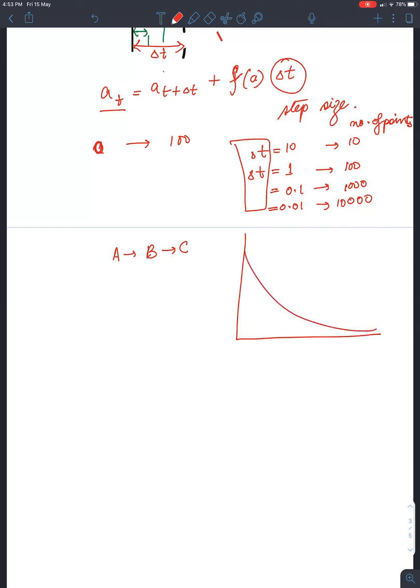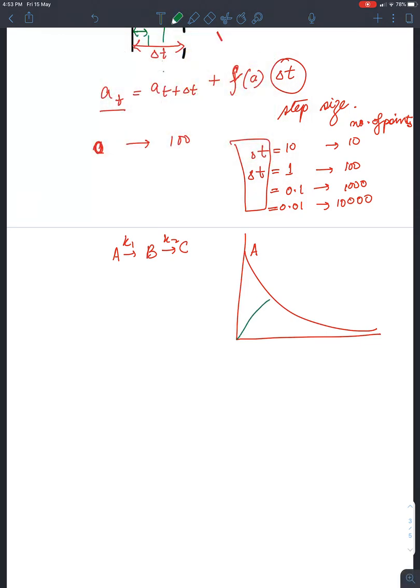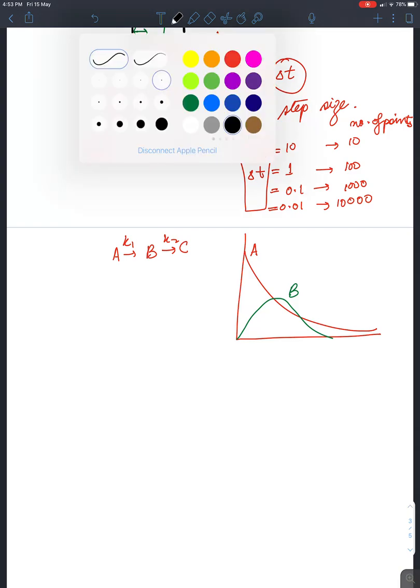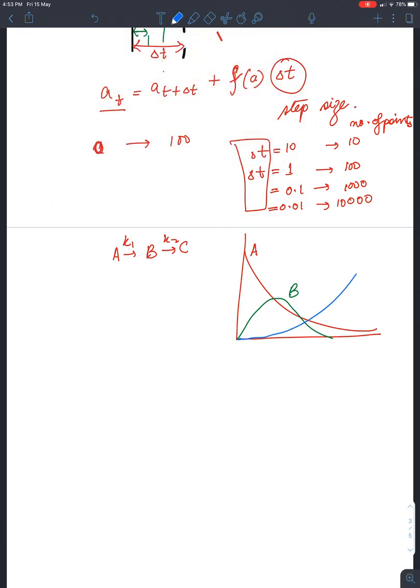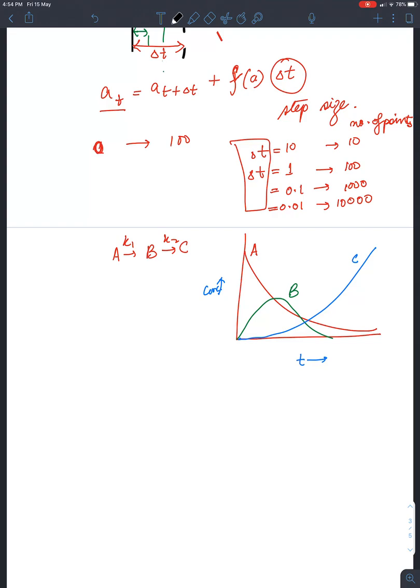So A will decay depending on the k2 value. This is A. Depending on the value of k2, the B could either increase so much and decay, or it could just decay, and the C value would again slowly increase, right? So this is the value of C. In this way you can find the analytical solutions, so these are the concentrations and this is time. So you can find the different concentrations at the different times analytically.